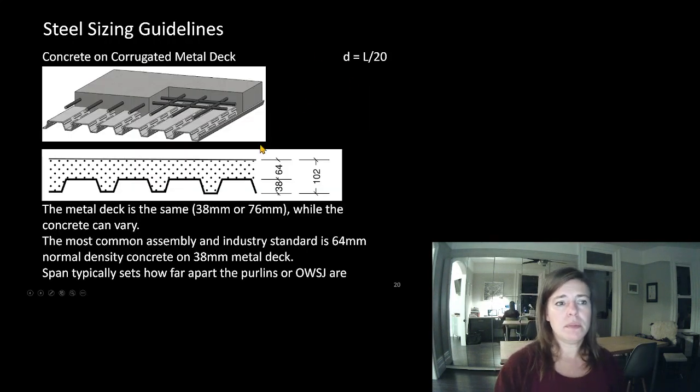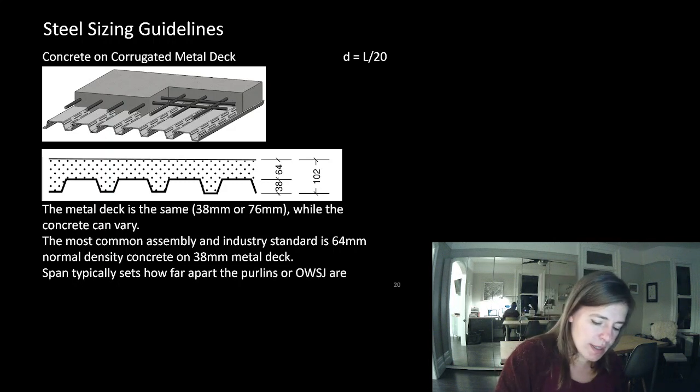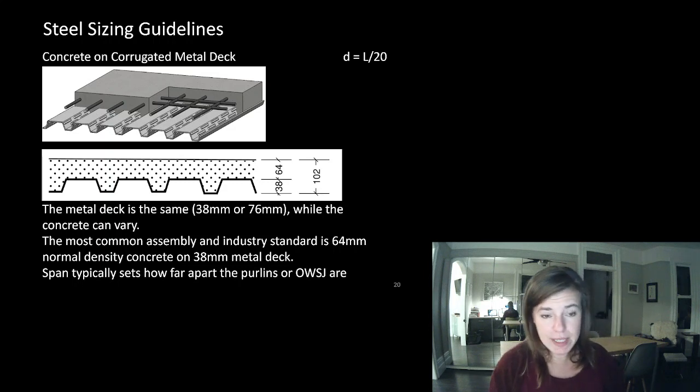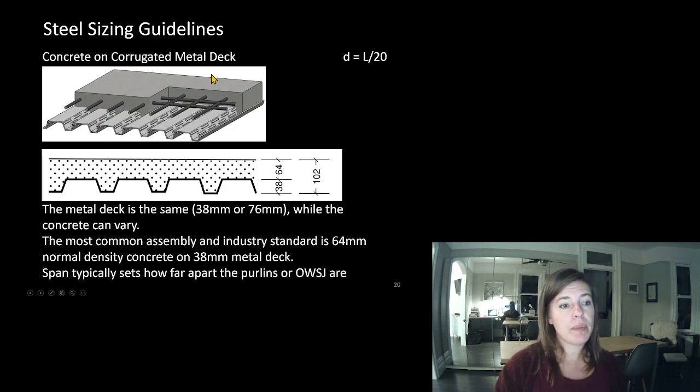All right, what about corrugated metal deck with concrete, or composite deck? Sometimes you'll hear this called composite deck. I'm actually going to add that in here for you. So slide 20, add. Sometimes you'll hear it called composite deck, or concrete on metal deck, or concrete on corrugated metal deck. Those are all other ways to talk about it.